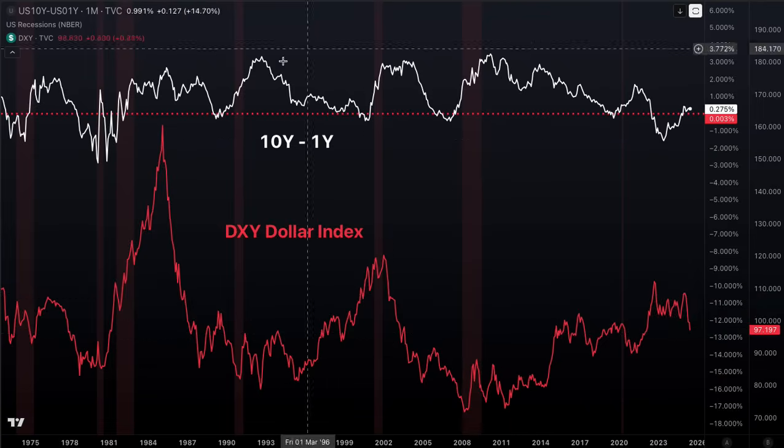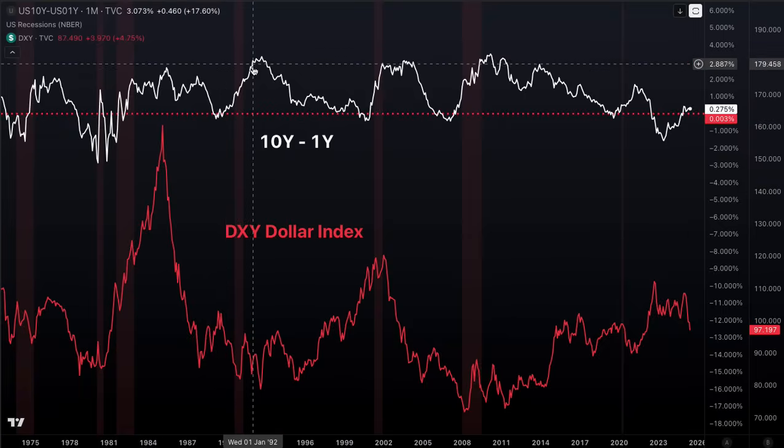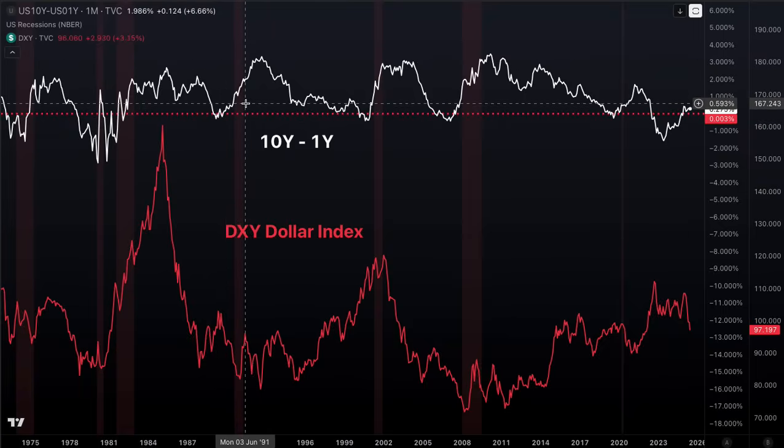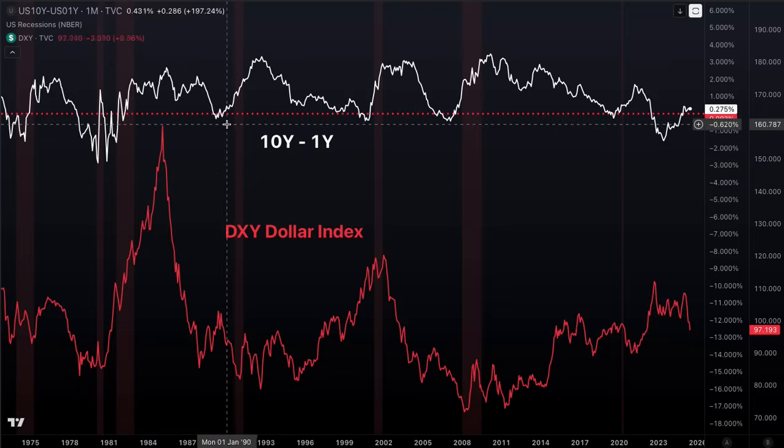Now, the reason for this is because you can get an inverted yield curve or steeper yield curve one of 2 different ways. And those 2 different ways are hugely, hugely important. Are you getting a bull steepener? Or are you getting a bear steepener?